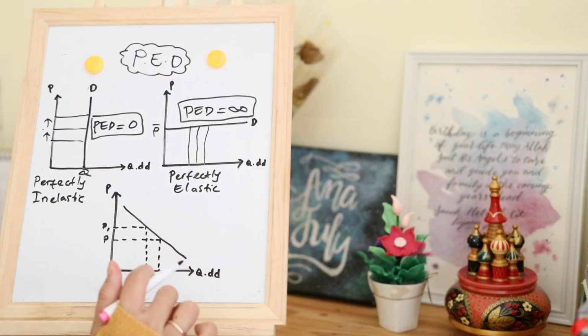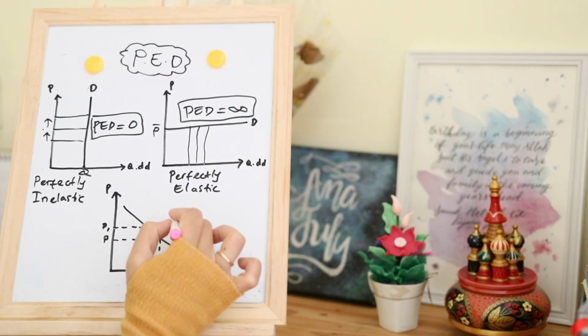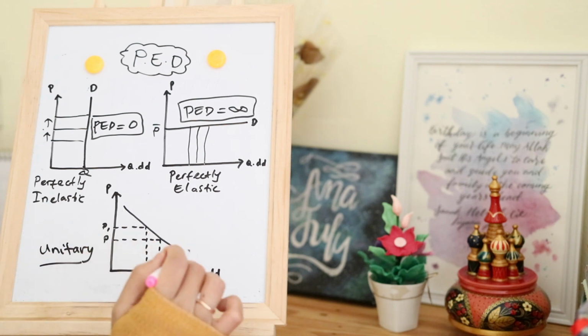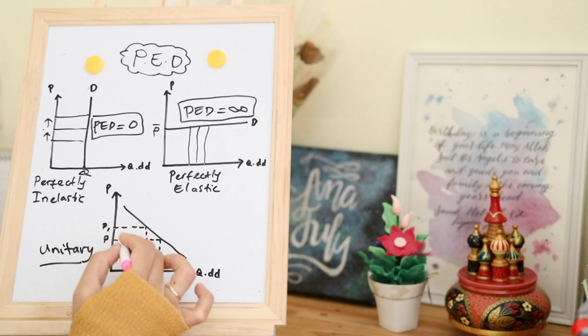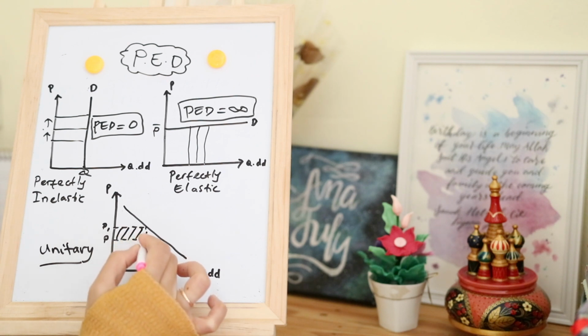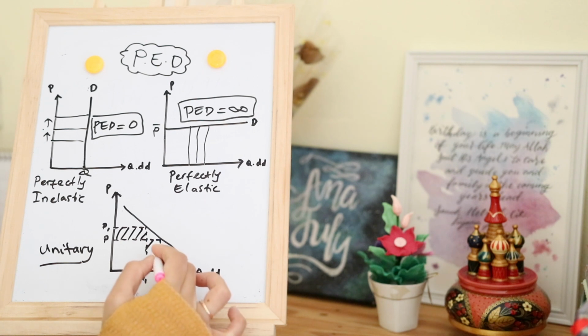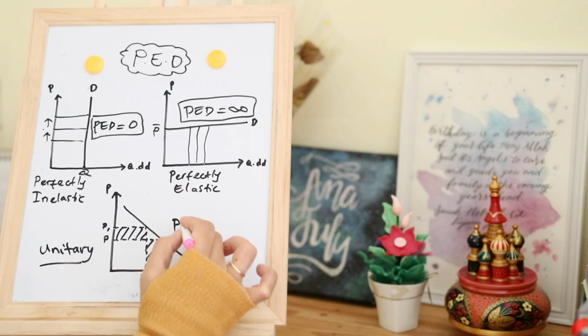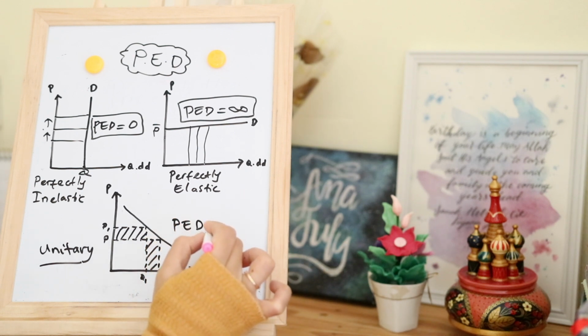And another one is what we call unitary. A unitary demand curve is when you look at here, the percentage change in price is equivalent to the percentage change in quantity. Alright? So given that, the PED now is equivalent to 1.